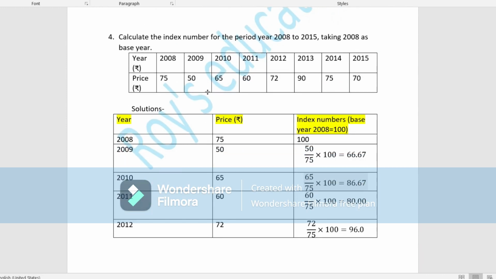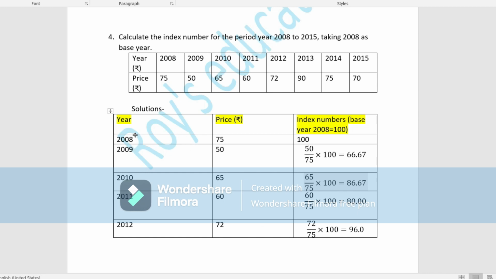Okay, next we come to the next question. Calculate the index number for the period year 2008 to 2015, taking 2008 as the base year. So here the years are given from 2008 to 2015, and prices are also given, that is 75, 50, 65, 60, 72, 90, 75, 70. So how are you going to calculate it? What we have to calculate? We have to calculate the price index for the period year 2008 to 2015, and we have to take 2008 as the base year.